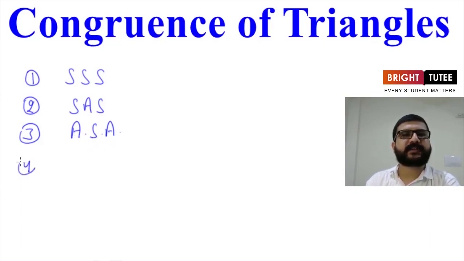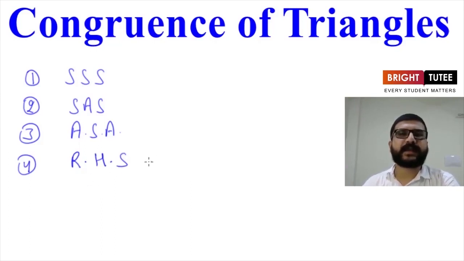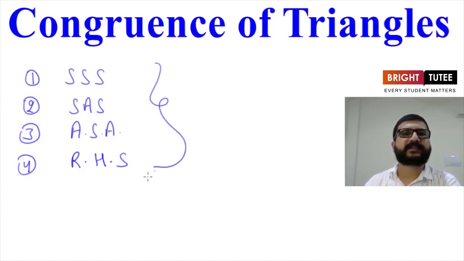And the fourth one we studied was RHS. It is for right angled triangles. So it says if there are 2 right angled triangles such that their hypotenuse are equal and one of the sides other than hypotenuse are also equal, then the triangles are congruent triangles. So this is a special case for right angled triangles. And then we have seen many questions based on these 4 congruency criteria. Now in this video also we are going to see many more questions based on all these things.